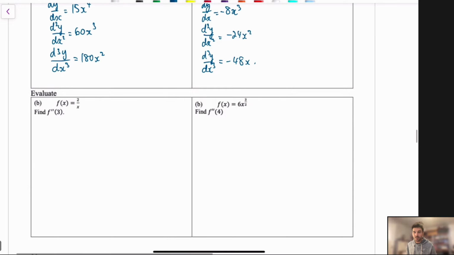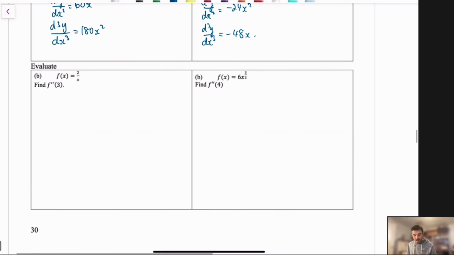Next step is we need to evaluate this function here. I'm going to rewrite this by bringing everything to the numerator. So remember, if you've got something in the denominator, like an unknown, bring it up to the numerator. It just makes life easier. We want to double differentiate and find the value when x is equal to 3. So what's the change in gradient when x is 3?